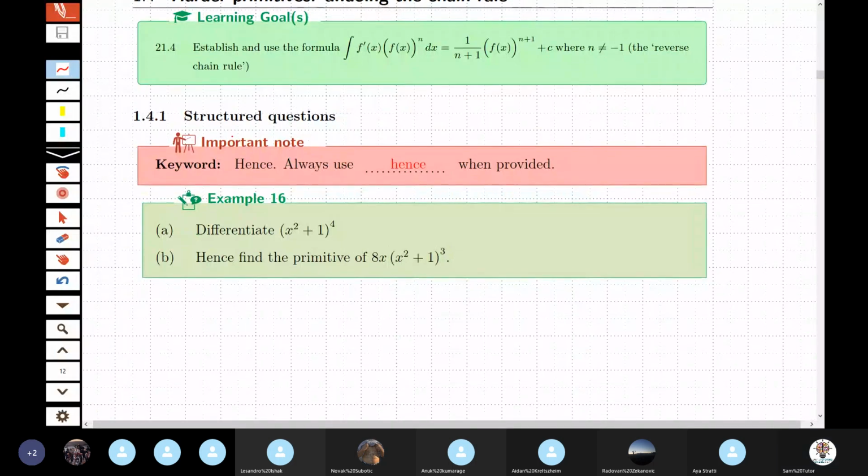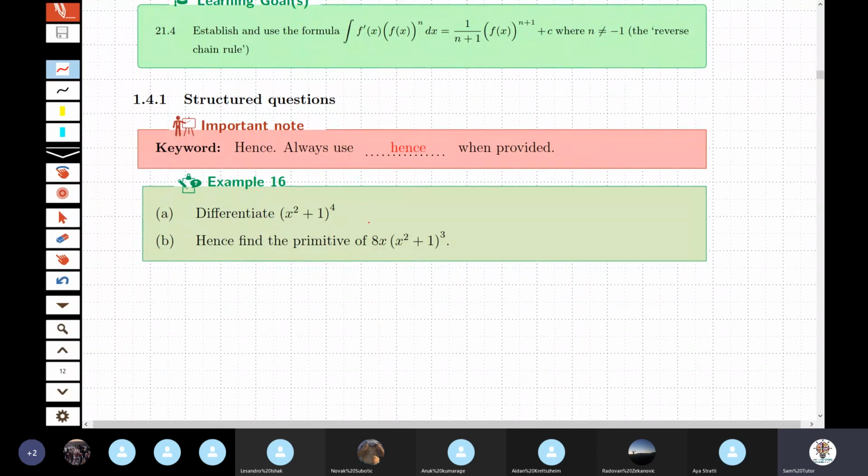So I think the important thing here, as you can see, is the little keyword we wrote: hence. Always use hence when provided. If it says hence, it actually means you've got to use the one before. So let's have a look at how these ones are completed.